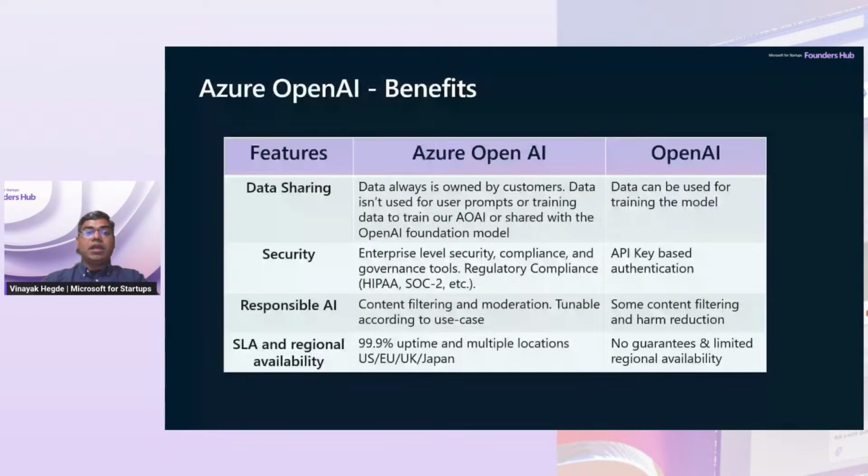When it comes to responsible AI, obviously there is some content filtering and harm reduction. But in the Azure OpenAI case, there's content filtering and moderation, and it's tunable according to use case. Finally, when it comes to SLA, Azure OpenAI gives guarantees of 99.9% uptime, because this is super important, and we have seen in the past that there have been challenges keeping OpenAI up. It's a new technology with a huge amount of demand, and it's hard as an engineer. I know it's hard to keep it up, but this is something that we have guaranteed.